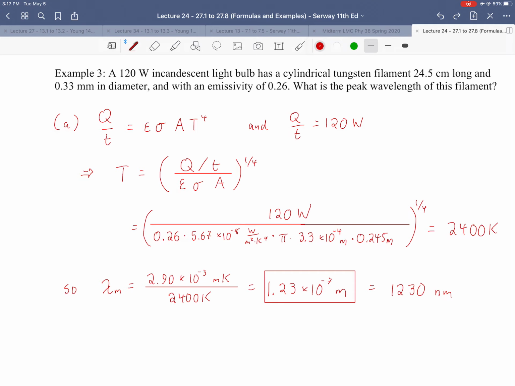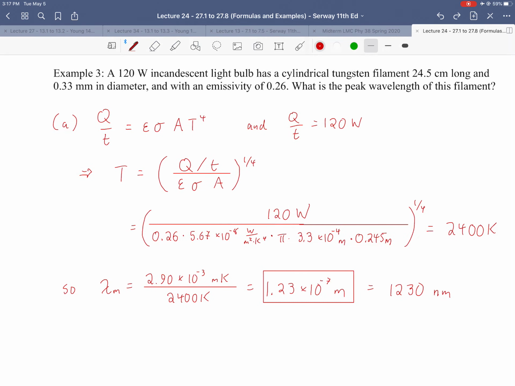So, kind of an interesting thing there. Definitely tungsten light bulbs are not a great way to produce visible light. Maybe a better way to produce heat for that matter, right? But good thing we've moved on technology-wise.